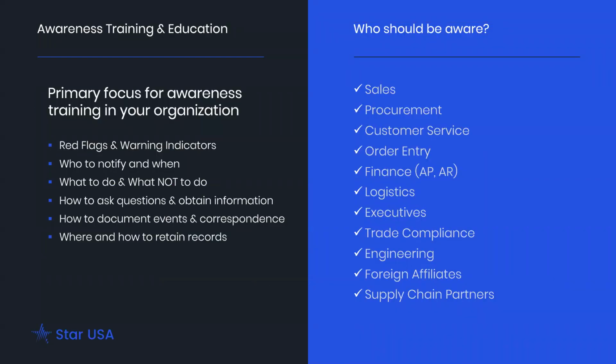When we're talking about awareness, training, and education, your primary focus within your organization should be around the red flags and warning indicators. Make sure people are informed on what sort of things contribute to a problematic transaction. They need to know who to notify and when they need to bring that person into the loop. Provide guidance on what to do and what not to do. In many cases, the what not to do is as important as the what to do.